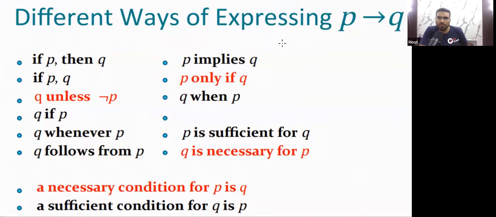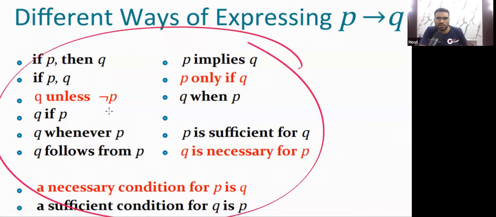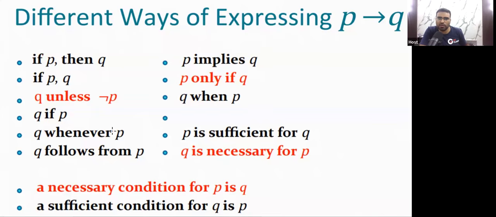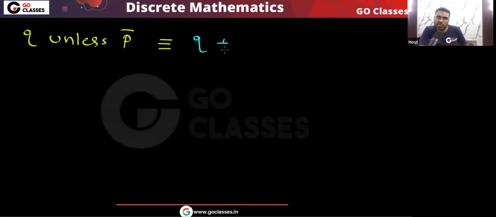So we have seen how to express this implication in the English language. If you remember, what is Q unless negation P? Remember, unless is basically the same as or. So I can say that is Q or negation P, and that is the same as P implies Q.